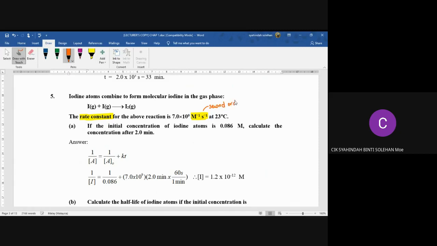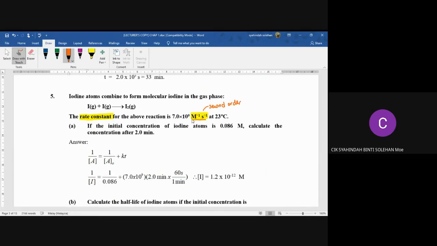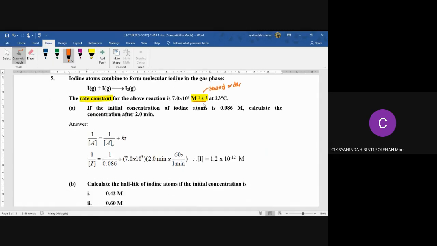Okay, sebab tu Miss bagi tahu one of the methods untuk you tahu order of reaction ialah tengok dekat unit rate constant dia. Okay, lepas tu dia bagi tahu if the initial concentration of iodine atoms adalah 0.086 molar, calculate the final concentration after 2 minit. Okay, so since you dah tahu unit rate constant dia per molar per second, which is the second order, terus keluarkan integrated rate law equation for second order.